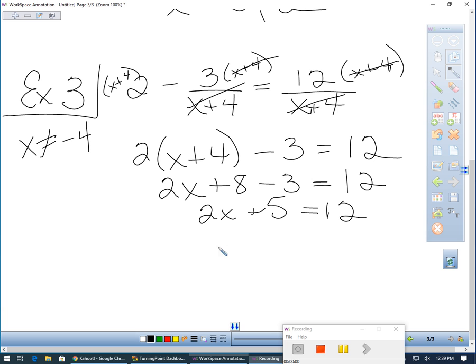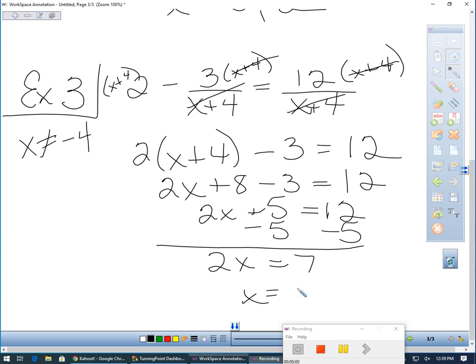Now what? Yeah, subtract the 5 from both sides. So I have 2x equals 7. So x equals 7 over 2. Is that extraneous? Good. All right. So are we doing okay?